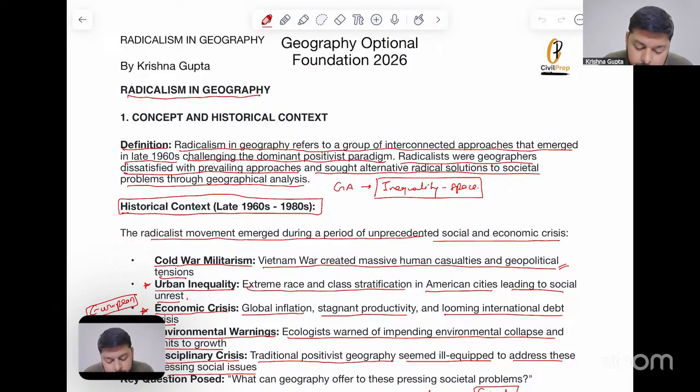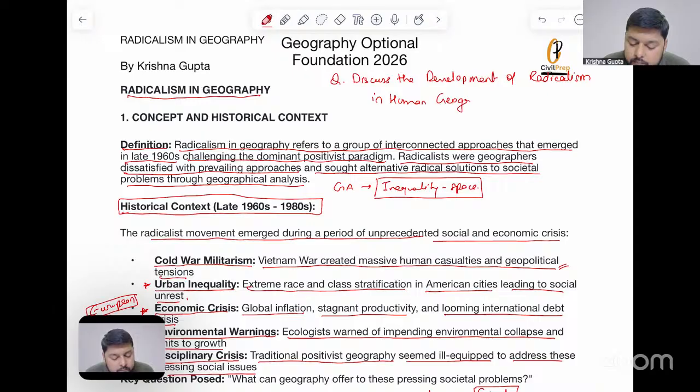Okay, you can take the question for today. The question is, discuss the development of radicalism in human geography. You will write this for 10 marks.